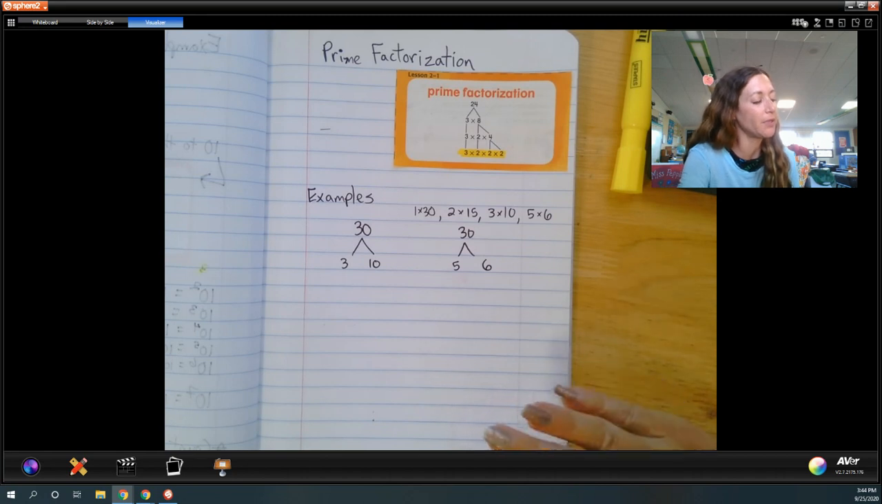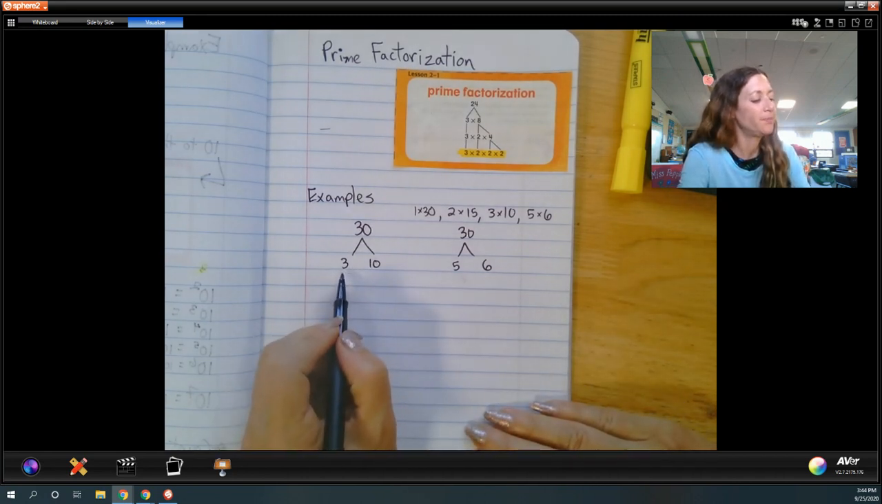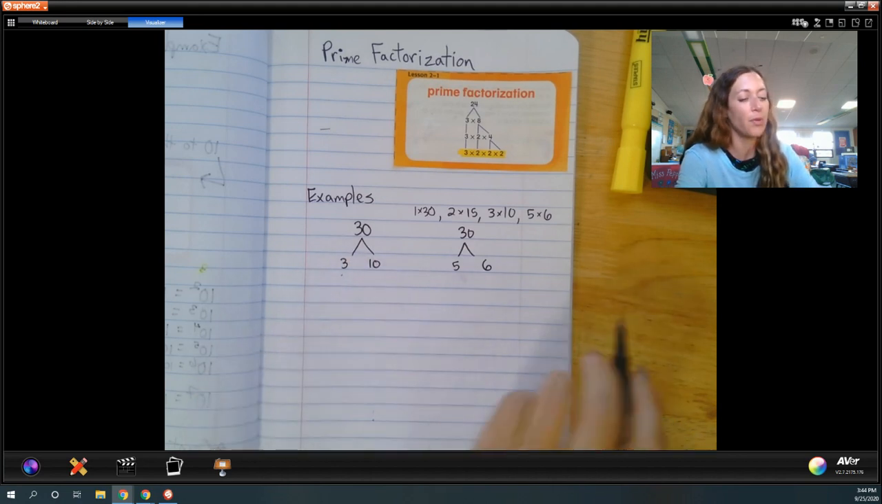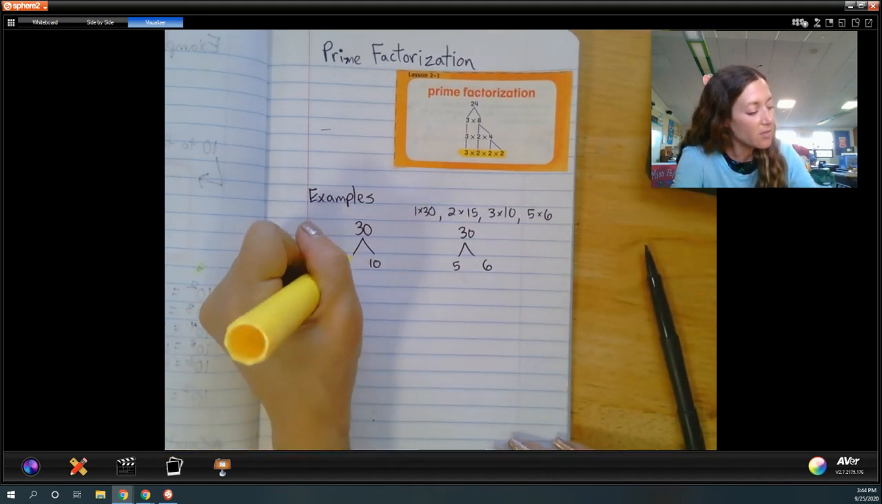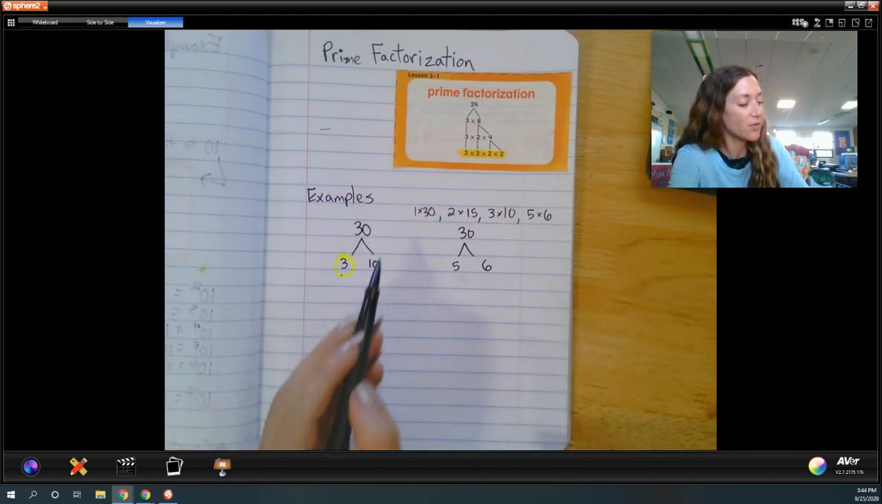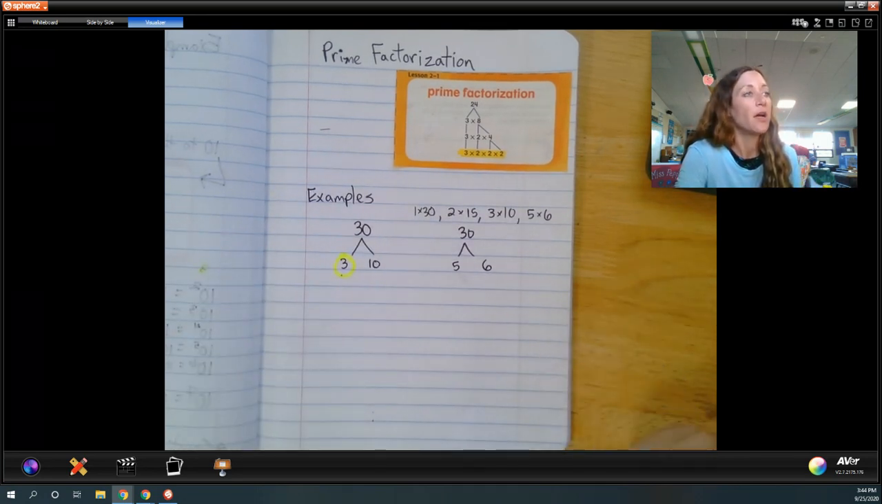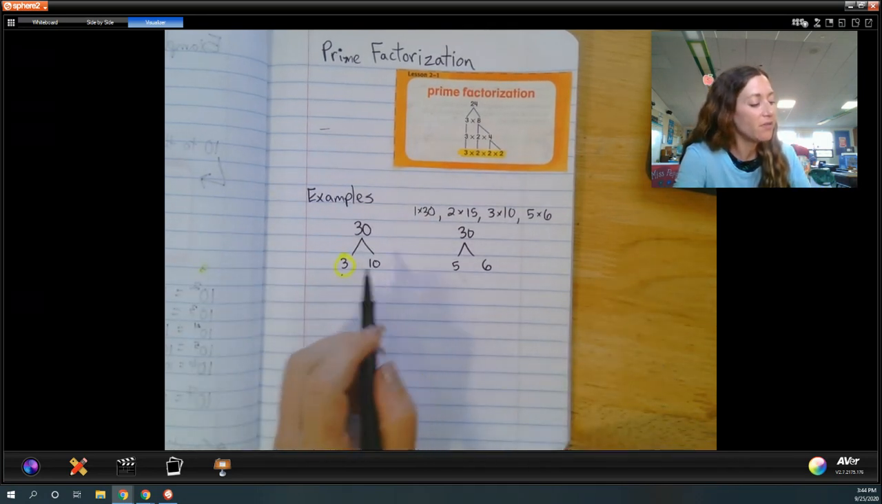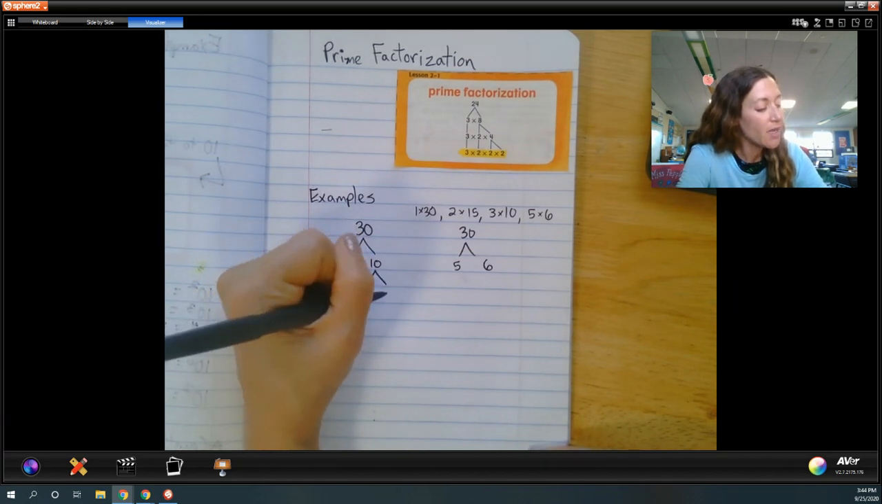Right away I look at these numbers. I look at 3. Well, I can't break 3 up. It is in its lowest form, and so that is considered a prime number. So I've already got one of my prime factors for 30. Now 10, I know I can break down into factor pairs because it is an even number. I'm going to go 2 times 5.